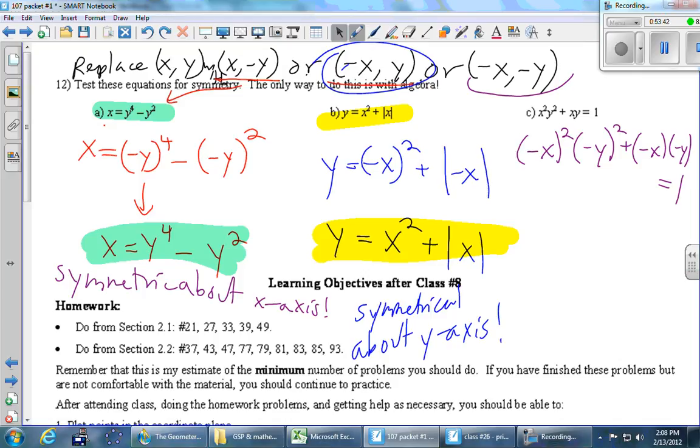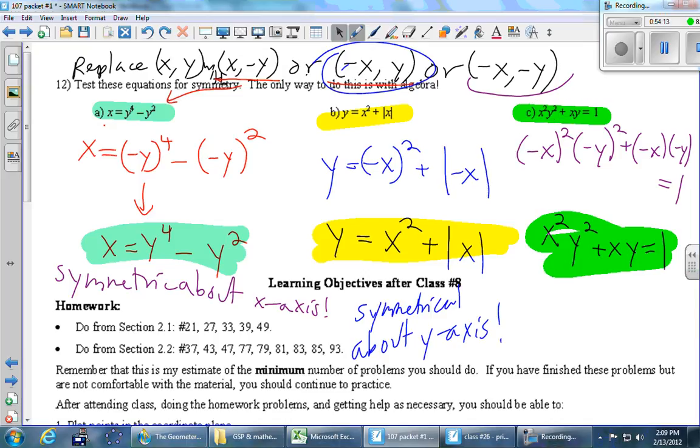Negative x squared is the same as x squared. Negative y squared is the same as y squared. Here's where the funny thing comes in. Maybe it would have been hard to predict, but what happens here? Negative x times negative y is positive xy. Still equal to 1. And how does that equation relate to the top one? They're the same. So what kind of symmetry does this one have? This is symmetrical over the origin.